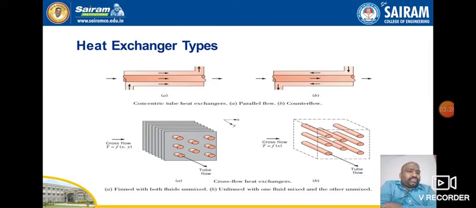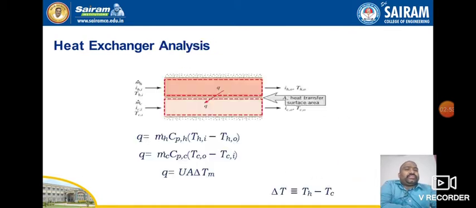In cross flow heat exchangers, figure A shows both fluids unmixed, that is, the fluids are not mixed and flow separately. In figure B, one fluid is mixed and the other fluid is unmixed. These are all different types of heat exchangers.